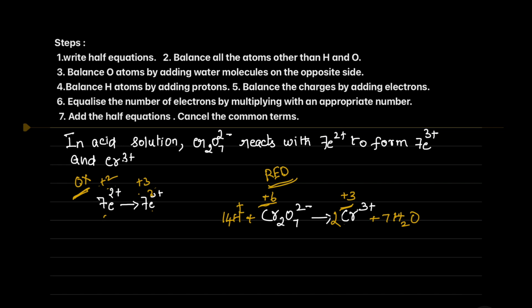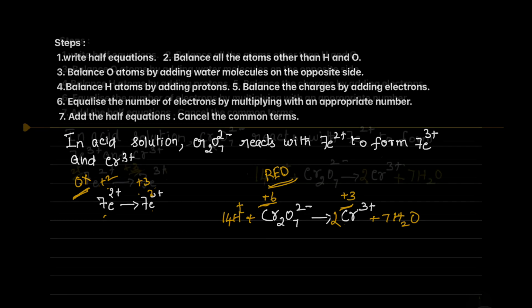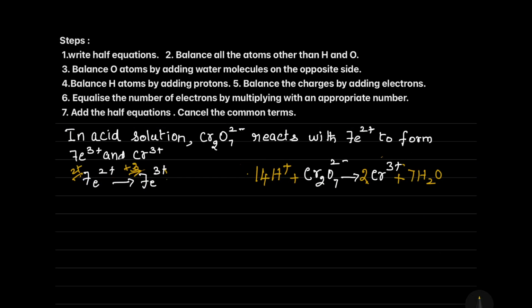The next challenging problem is regarding the charge. In the first half equation, the charge on the left side is +2 and on the right side it is +3. And rule number 5 says balance the charges by adding electrons. So if we add one electron to the right side of the first half equation, the problem of balancing the charges is solved. It is very simple here.